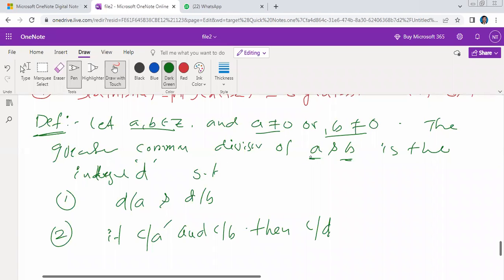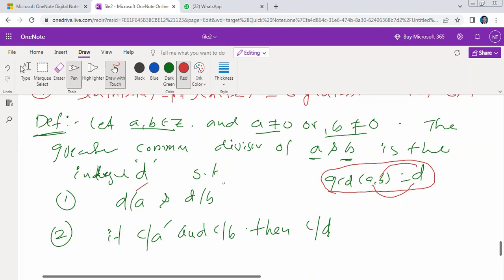My question is: the greatest common divisor of a and b is an integer d. That is, GCD of a, b equals d. Then what is the condition? d divides a and d divides b. If I find another element c such that c divides a and c divides b, then certainly c must divide d.